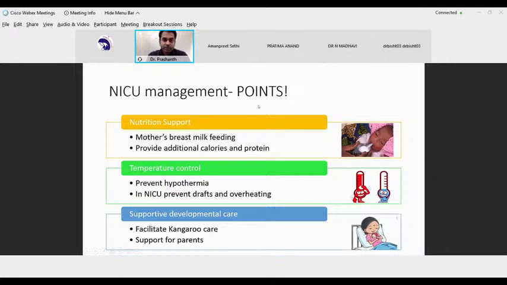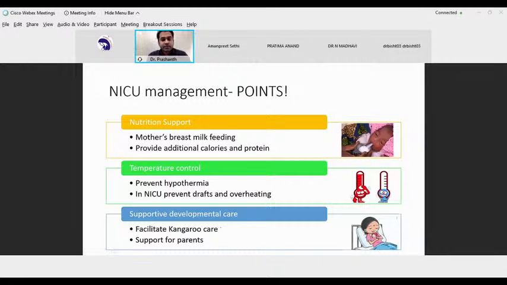Other most important thing, we know that the babies require adequate nutrition support. The preferred choice, which we need to get, is the mother's breast milk feeding as early as possible and get on to full feeds as soon as possible. You need to provide additional calories and proteins if the weight gain is not adequate, because we know that inadequate weight gain will lead to ROP.